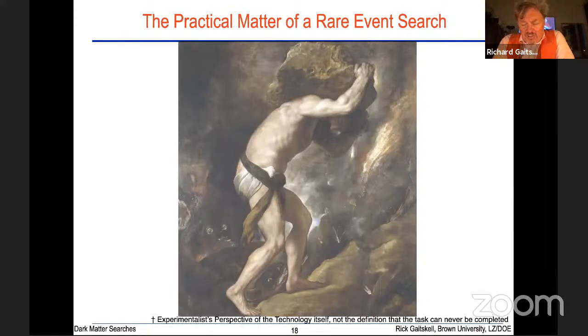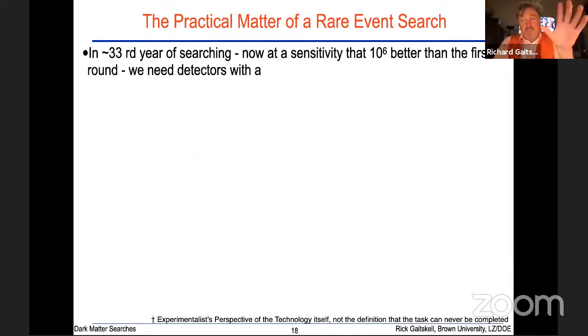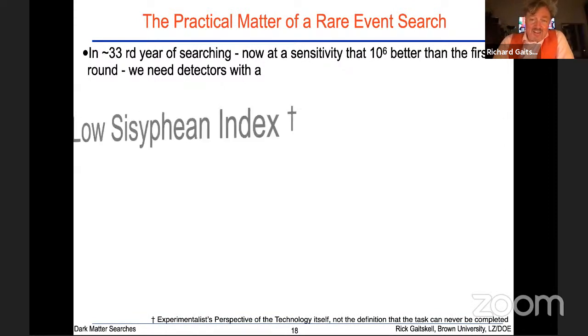Now, I will also say, having worked on at least 5 technologies pretty seriously, technologies come with problems. I like to discuss those in terms of a Sisyphean index. Sisyphus, of course, was cursed to carry a rock up a hill only to have it roll down, and to have to repeat the same process. And I can tell you, working on certain technologies, it's felt a little bit like a Sisyphean job. I'm in the 33rd year of looking specifically for dark matter. And as I've mentioned before, we're now about 6 orders of magnitude beyond where we started.